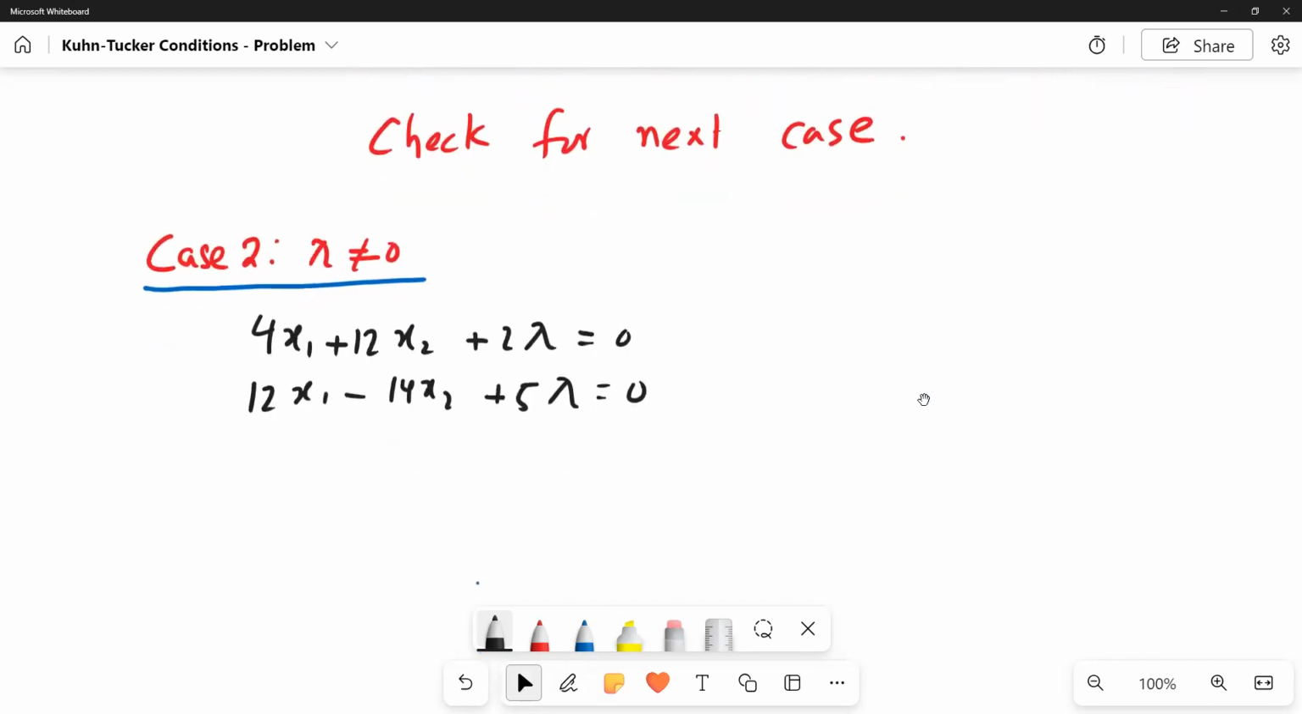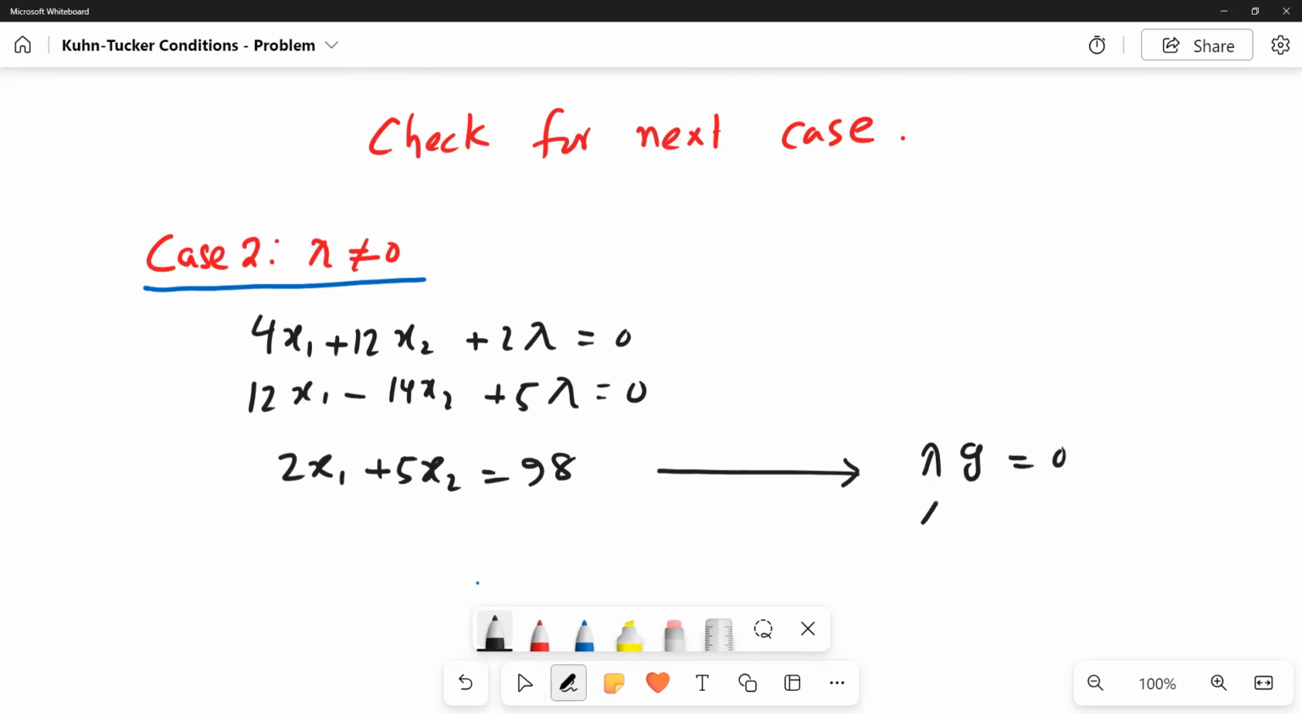Similarly, your condition, since lambda is not equal to 0, so your other part is equal to 0, that is 2x1 plus 5x2 equal to 98. So from where it came? Because your lambda g in this case should be 0. Since lambda is not equal to 0, so g has to be equal to 0. So g is nothing but 2x1 plus 5x2 minus 98 lesser than or equal to 0. So now instead of lesser than, it will be equal to 0.